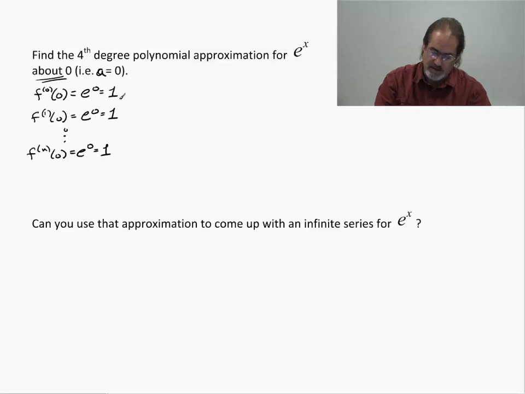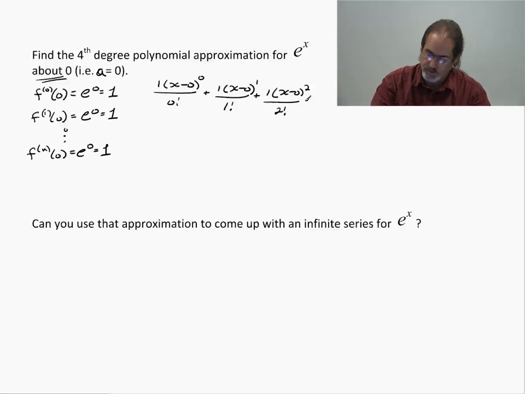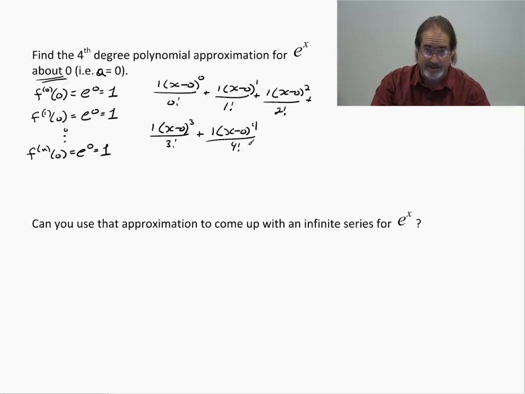So, I'm going to expand this about a equals 0. So now it's going to look like 1 times x minus 0 raised to the 0 over 0 factorial, plus 1 times x minus 0 to the first over 1 factorial, plus 1 times x minus 0 squared over 2 factorial, plus 1 times x minus 0 cubed over 3 factorial, plus 1 times x minus 0 to the fourth over 4 factorial, which obviously I'm not going to leave like that.